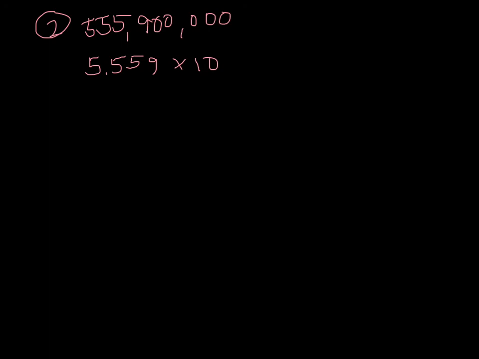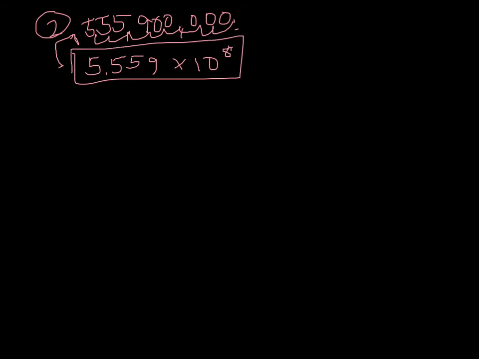Now I need to figure out how I did it. Okay, so here was my decimal point. I needed to move it back. 1, 2, 3, 4, 5, 6, 7, 8. 8 spots. Okay, so going from 5 up to 555 million, huge number, is getting it bigger. So I know my answer needs to be positive, or my exponent needs to be positive. So there's my answer for number 2.